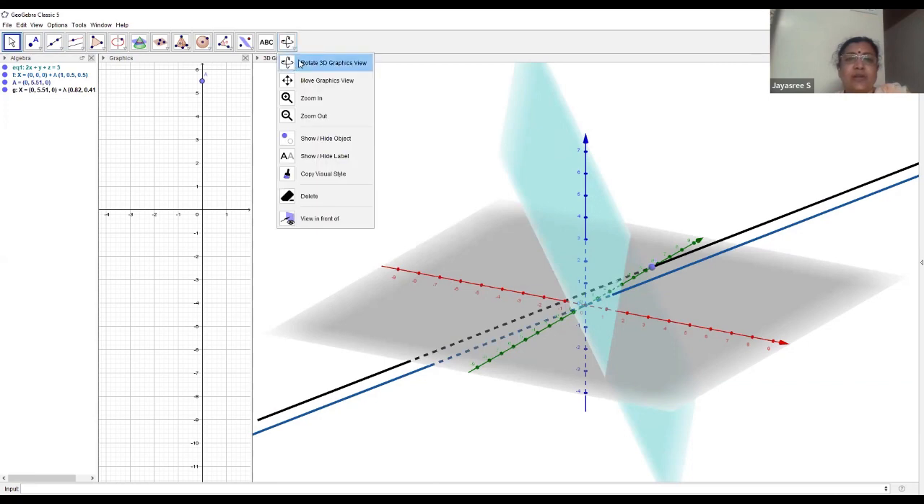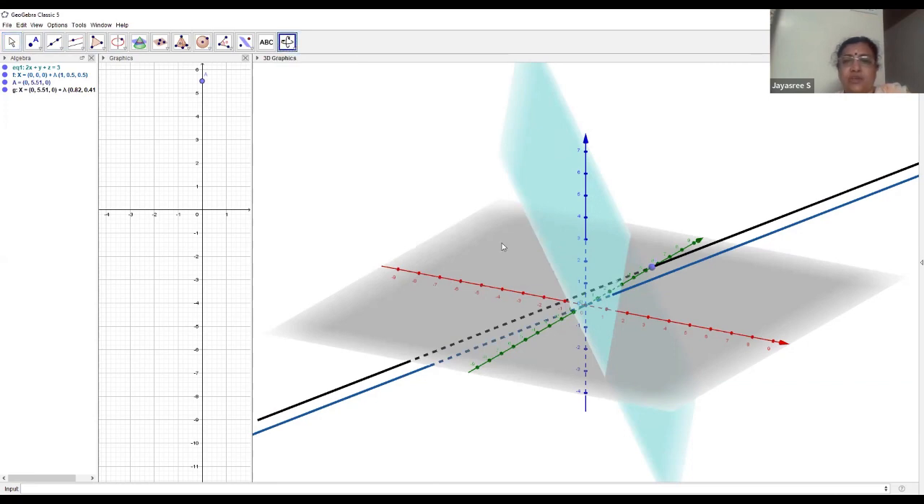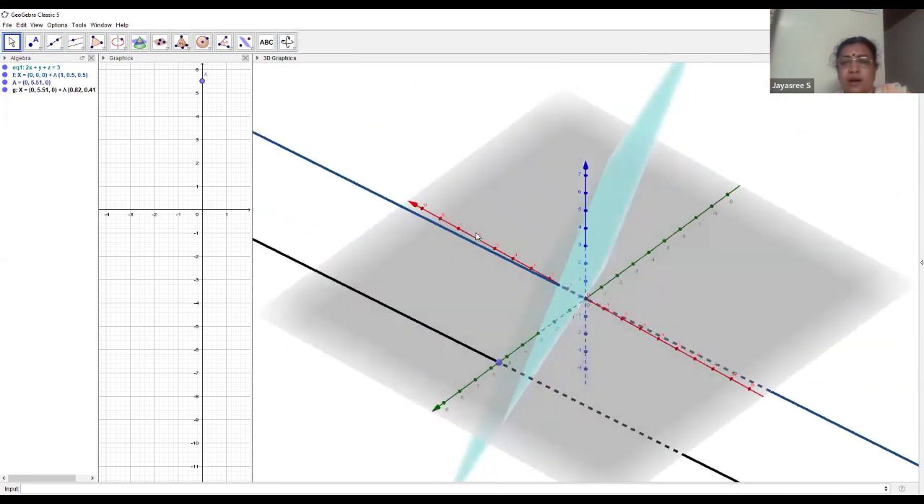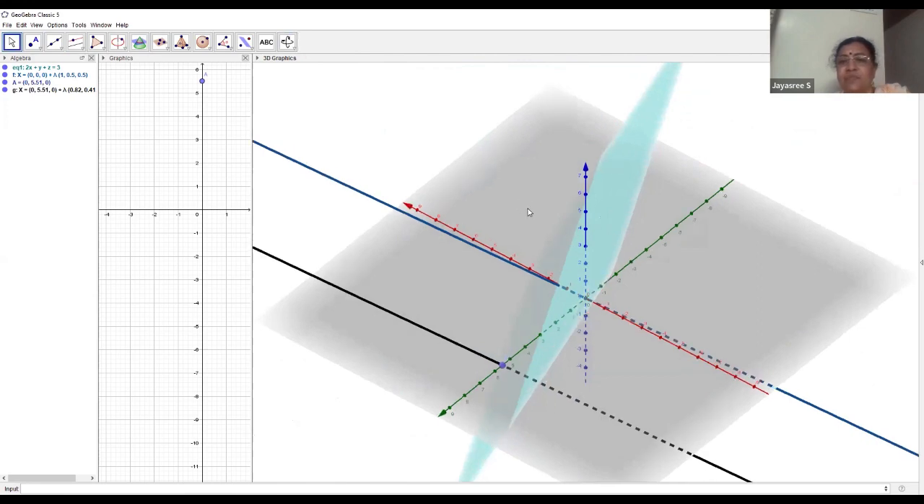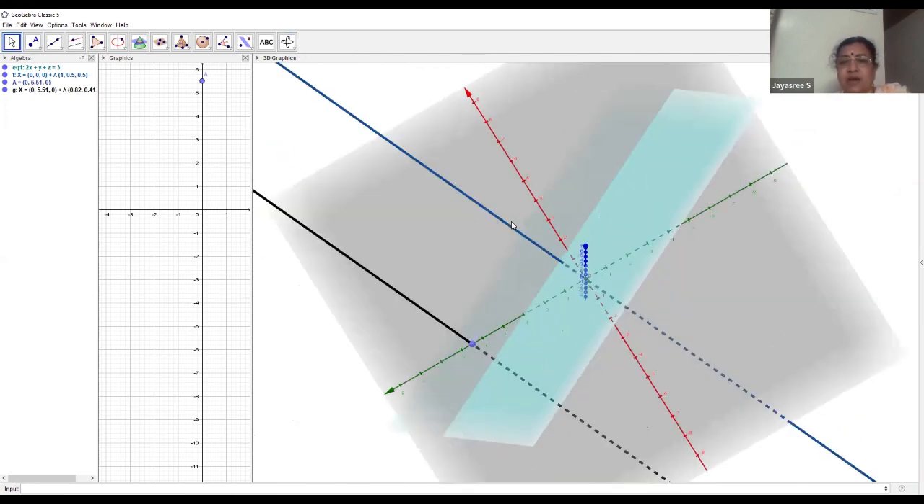There is also a 3D rotation mode, which helps us observe in a better way how the parallel and perpendicular concepts work, especially where the line crosses the plane and we find the point of intersection M. The concept clarity will be there if we talk with this.